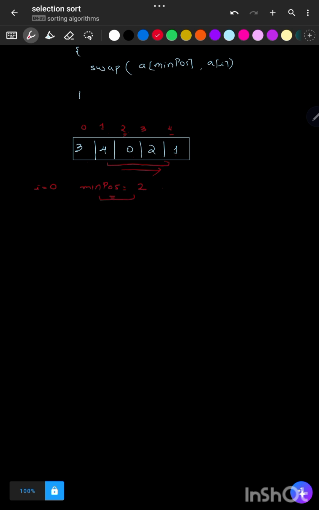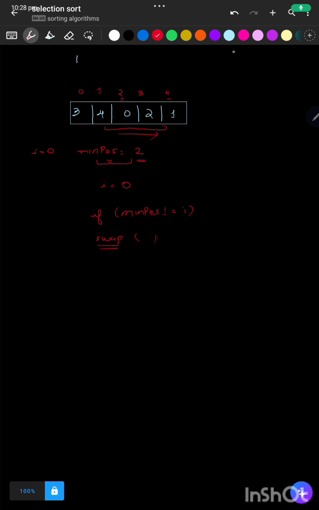Initially my assumption was i is the min position, but now I see that min position is 2, which means I have to do some swap. So I check if min position is not equal to i, then I swap. So now I swap 3 with 0, so it becomes 0, 4, 3, 2, 1. As you can see, the smallest element, which is 0, has been pushed to the left.